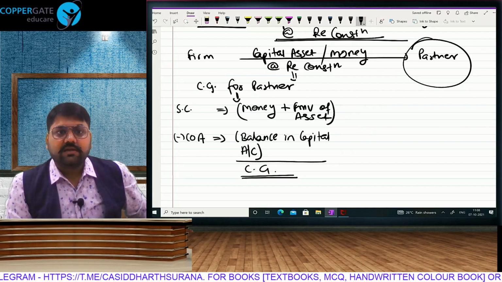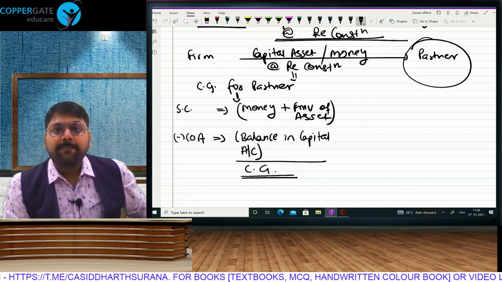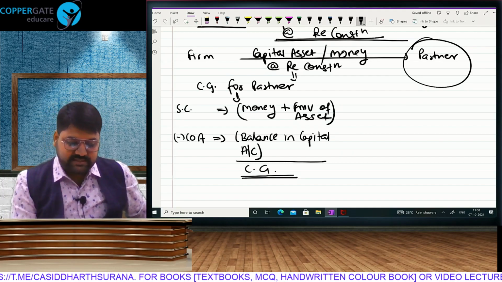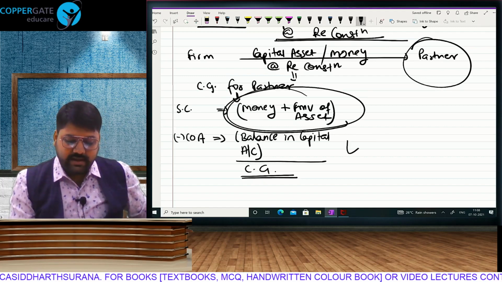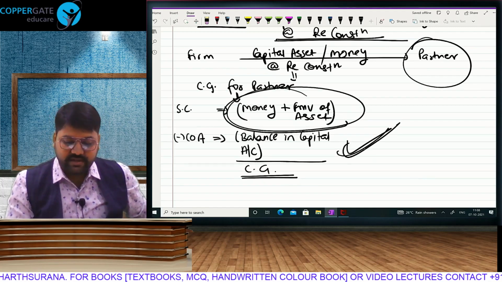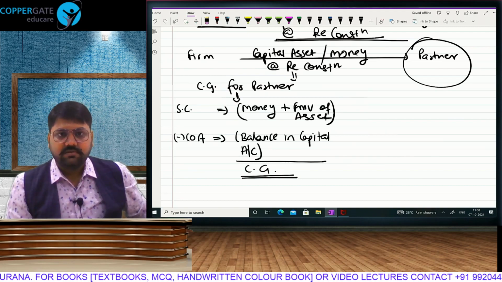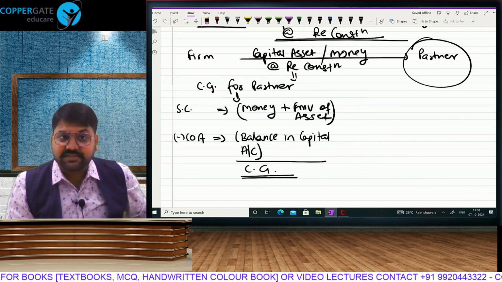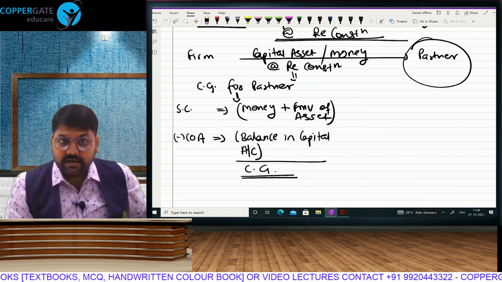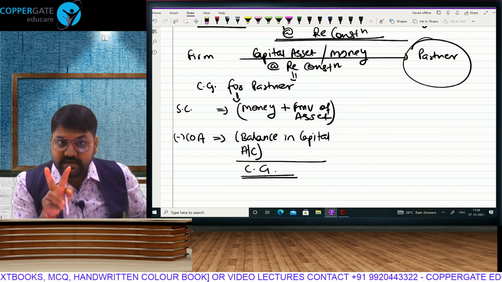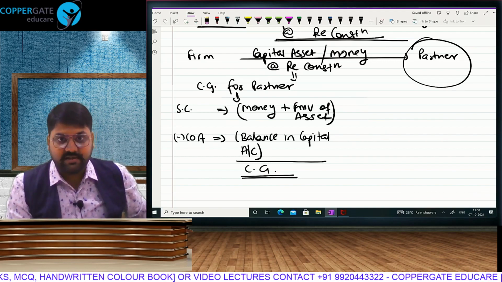Capital gains. Capital gains for whom? Partner is getting this against this balance. So who is earning this gain? Partner. So who is the person who is earning the gain? Partner. But open your eyes clearly, ears clearly and see what government has done.